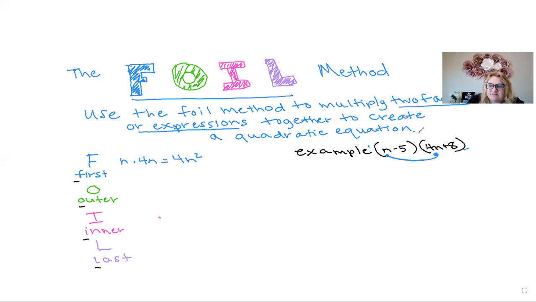The second step is to multiply the outer terms. So if you picture this like a house, the outermost terms are going to be this n and then the 8. So you're going to multiply n times 8 and get 8n.